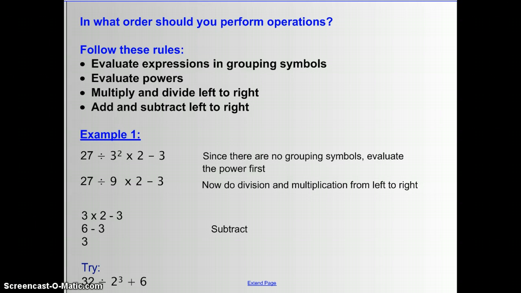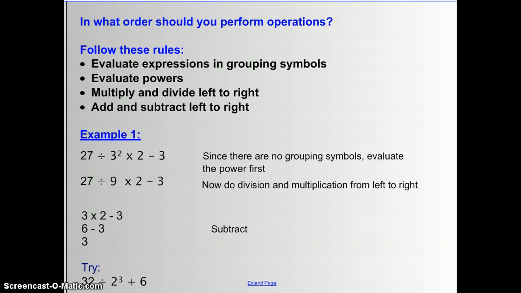In example 1, we have 27 divided by 3 squared times 2 minus 3. The first thing we look for are grouping symbols, and there are none. So we're going to evaluate the power first. The power is 3 squared, or 9. So let's rewrite the problem so that it's 27 divided by 9 times 2 minus 3.